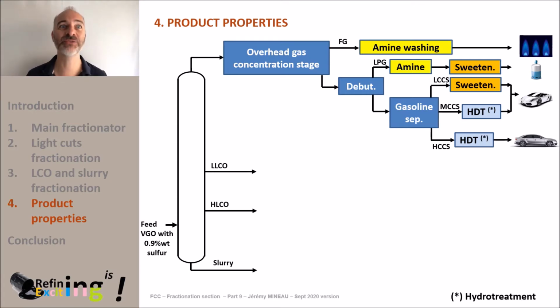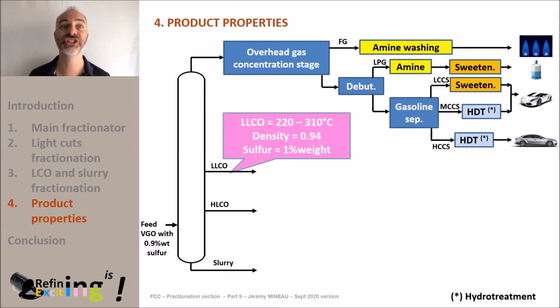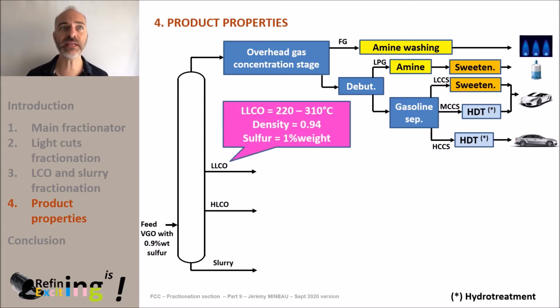Well, in our case, we withdraw from the main frac the LLCO cut. This LLCO is cut at 310 degrees C. This cut will have a density of about 0.94. The sulfur content of the LLCO will be almost the same as the one of the feed, which represents about 20% of the feed sulfur. So, in our case, this sulfur content will be about 1 weight percent.